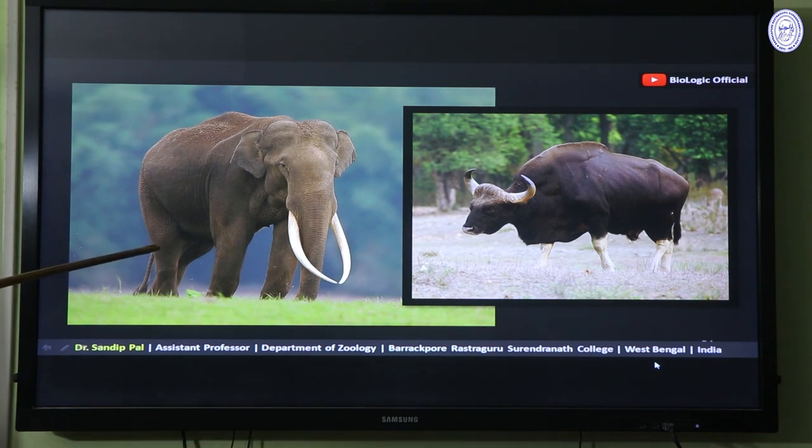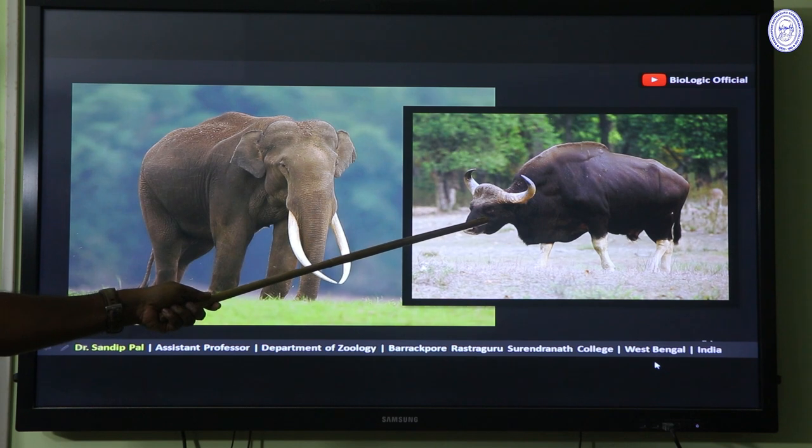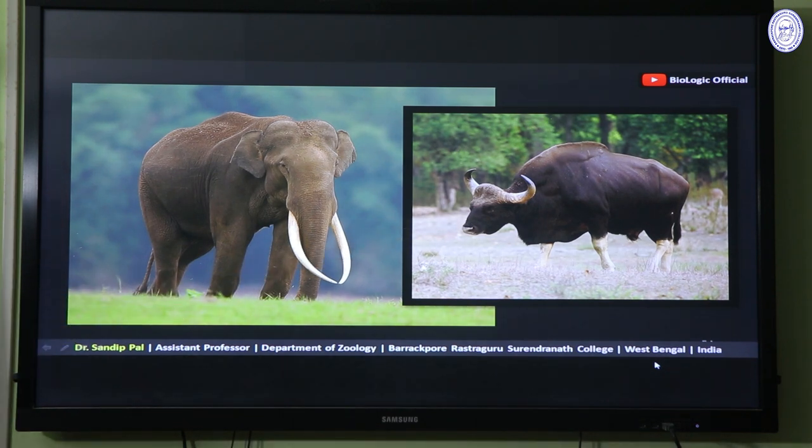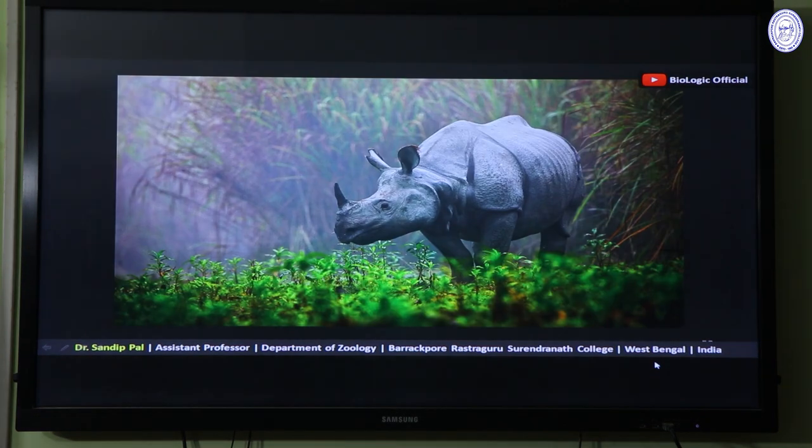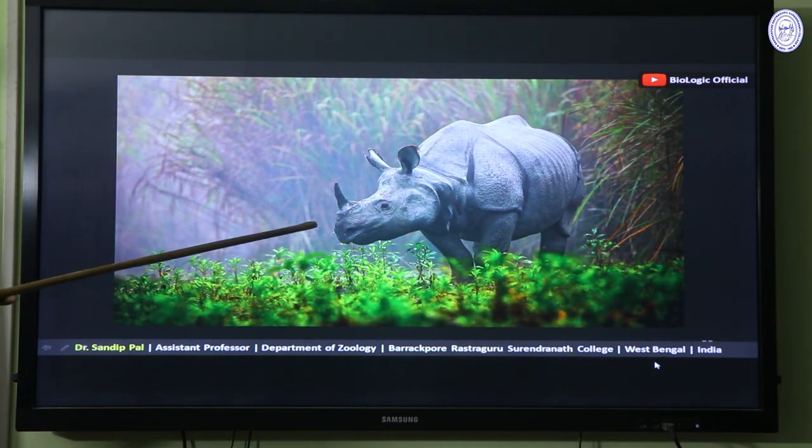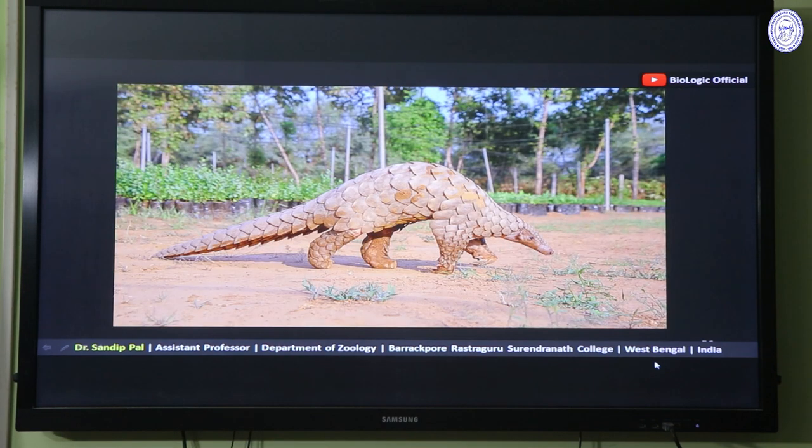This is Asian elephant. As you can see, the ear is small and it is almost parallel to body axis, and the body size is much smaller than African elephant. This one is Indian bison or gaur. The characteristic feature of this is the white patch on the four legs. This one is one-horned rhinoceros, abundant in Assam and Northeast India.